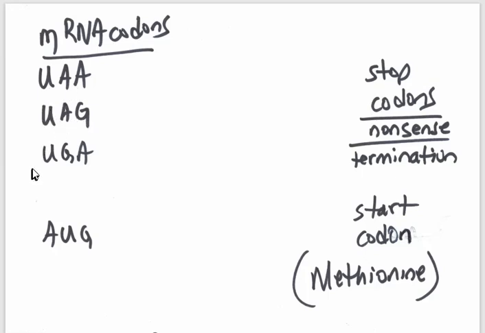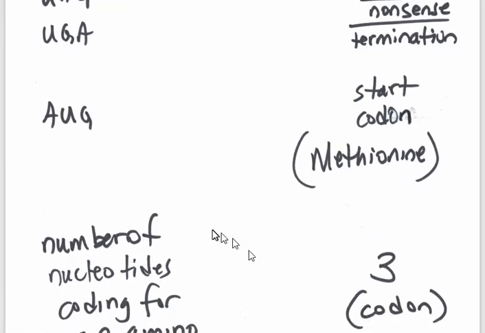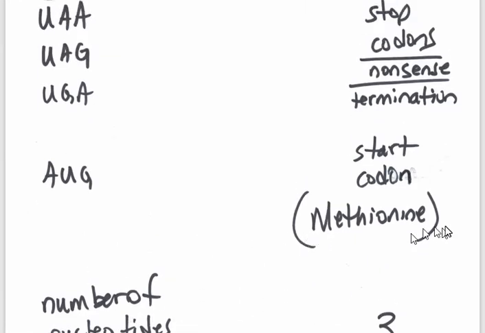UAA, UAG, UGA all will terminate or stop a translational process. The start codon for a protein in the process of translation is always this. It's methionine. And by the way, on a wheel or on a chart, you can cross-reference these three-letter codons to the amino acid that they match to. And another kind of interesting thing is that some amino acids have multiple letter combinations that will code for them.